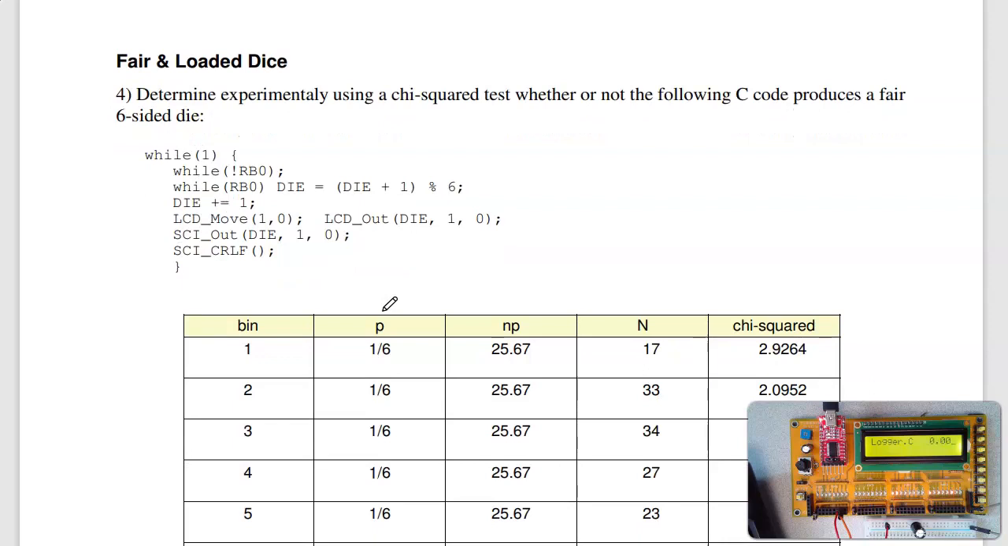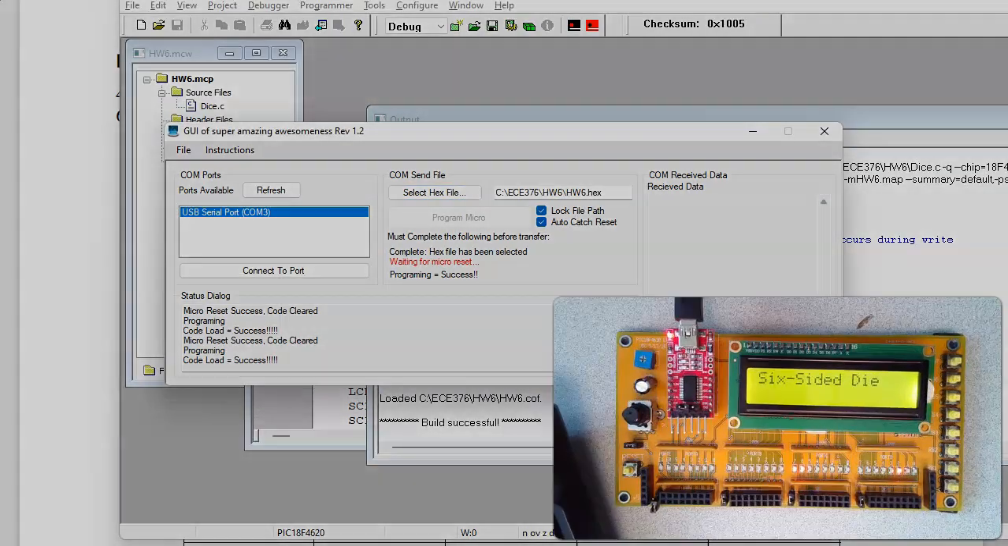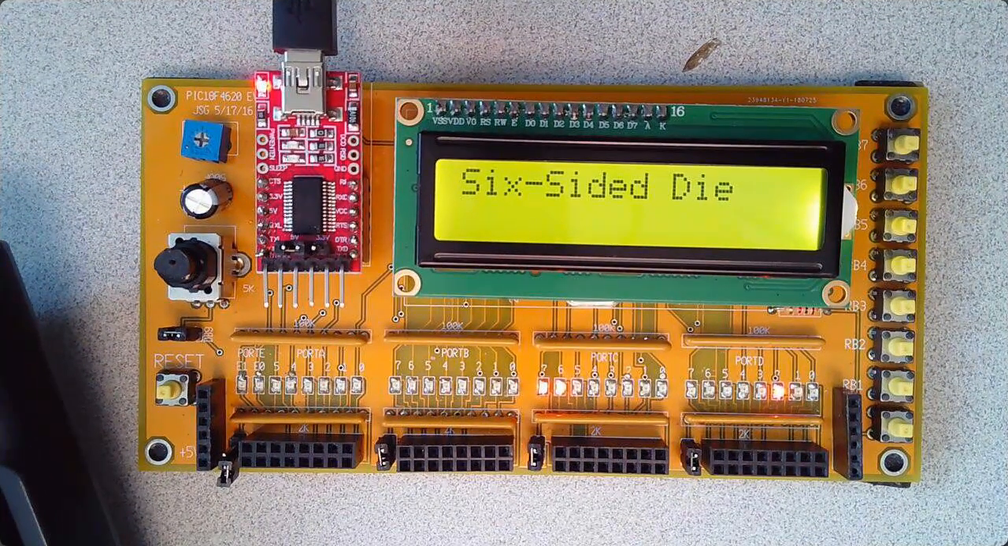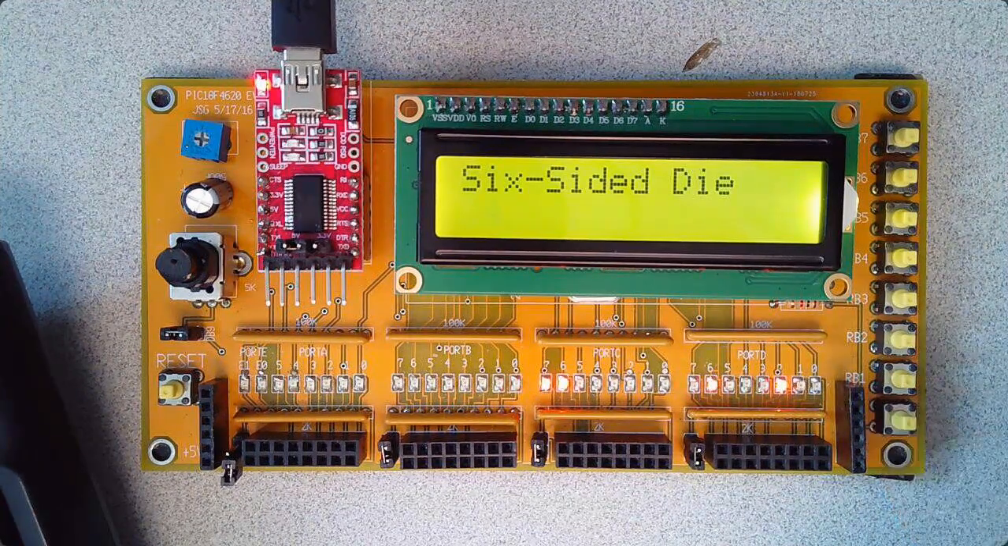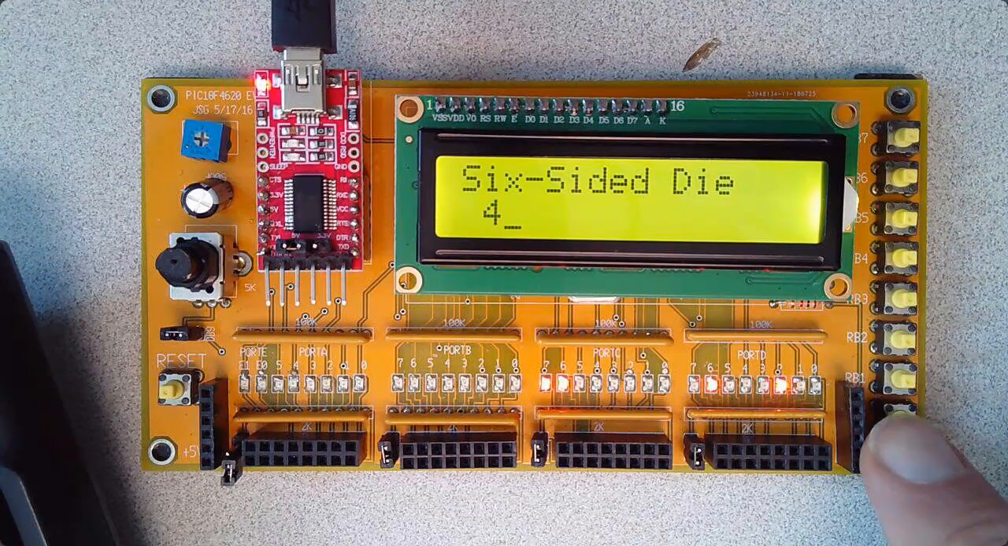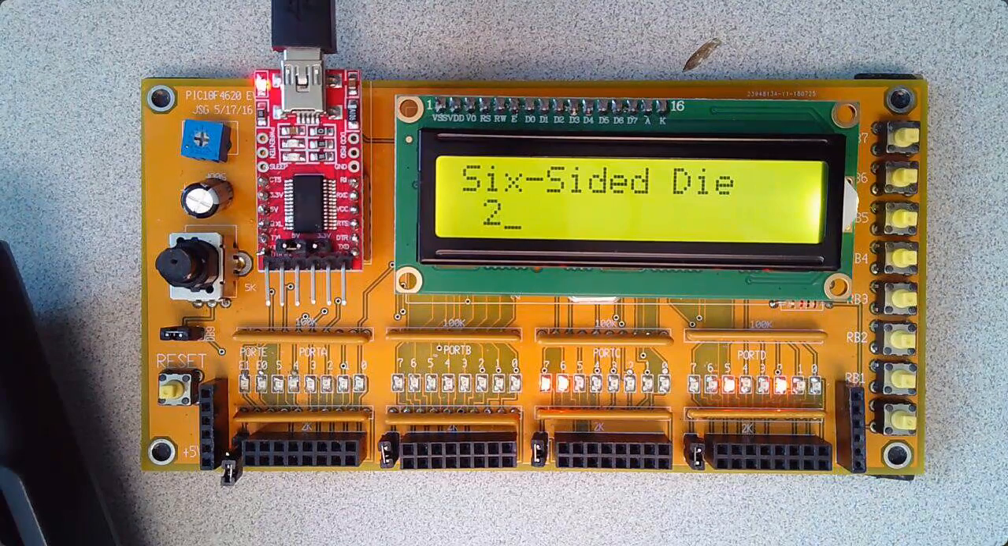Problem 4 looks at the following code. Is this a fair die? So this is what that looks like. On my PIC board, I've got my 6-sided die. Every time I press the button, it counts really, really fast. When I release, that's my die roll. So roll to 4, 2, 2, 3, 2.